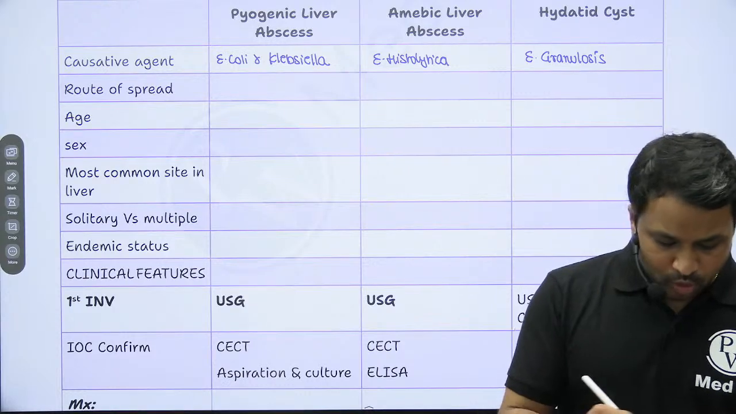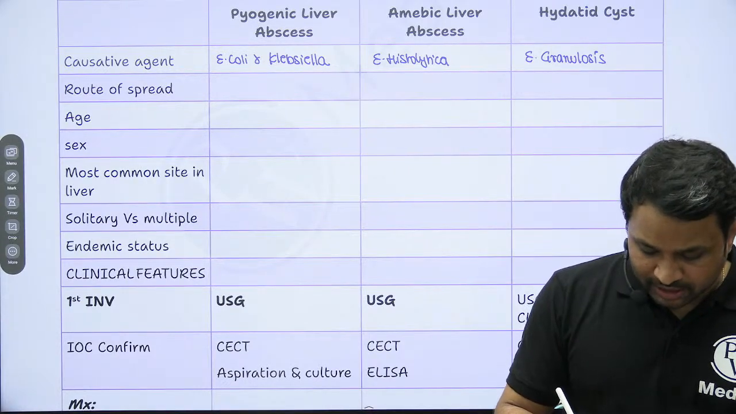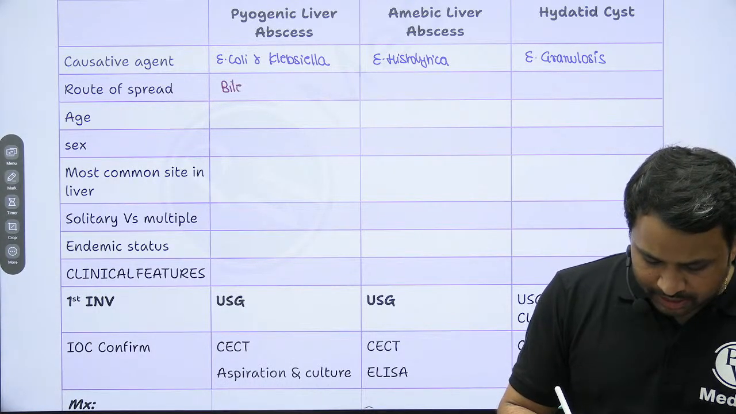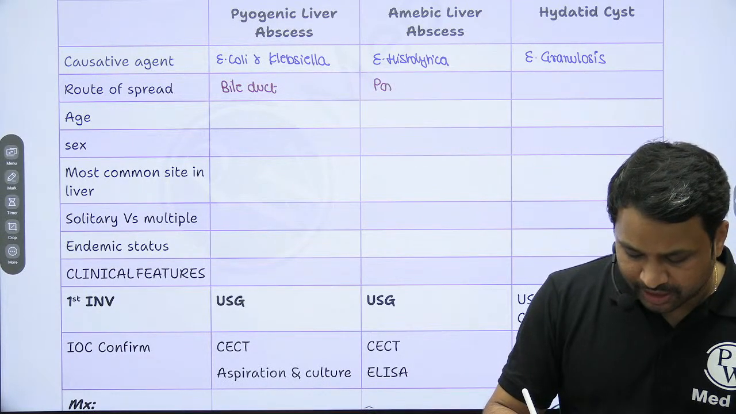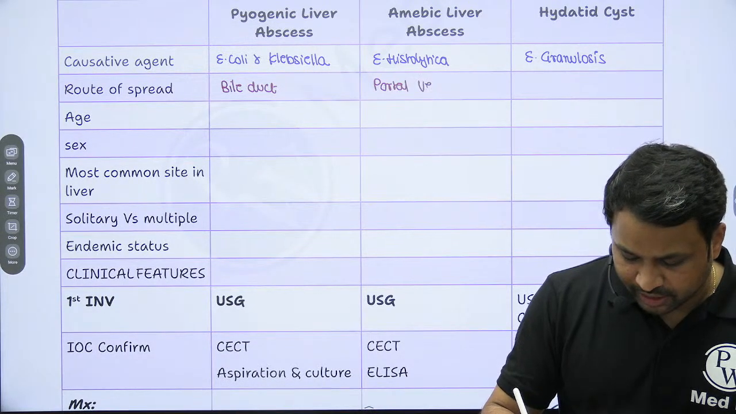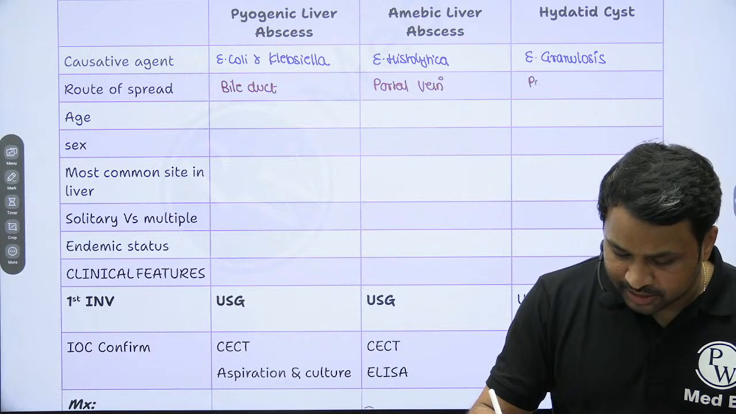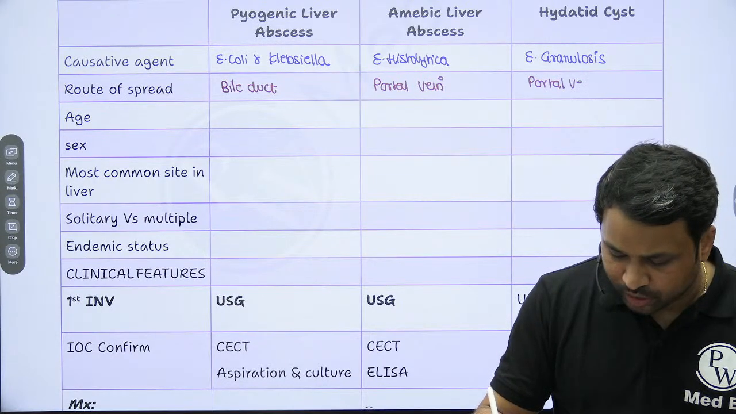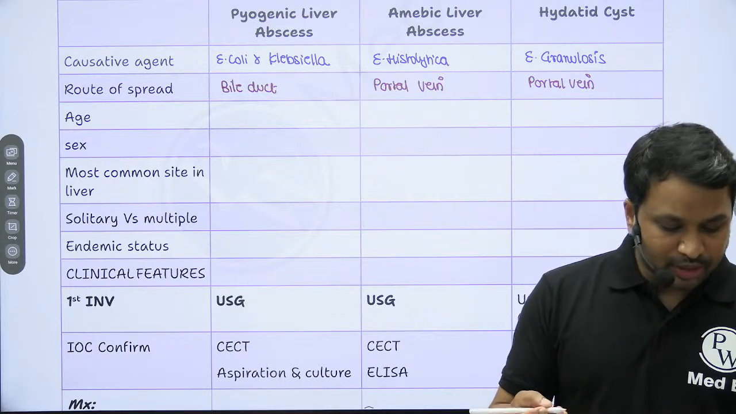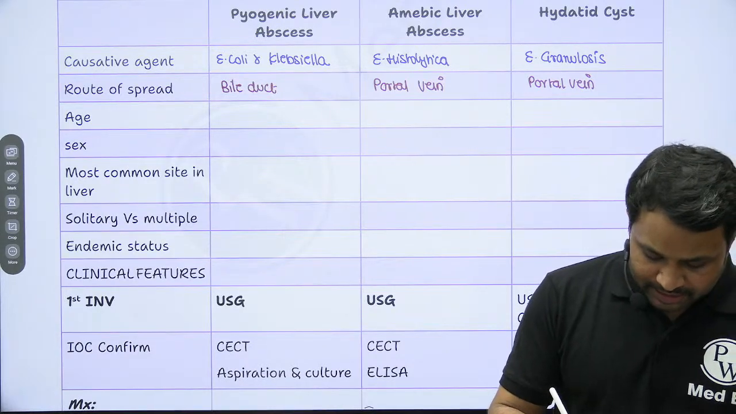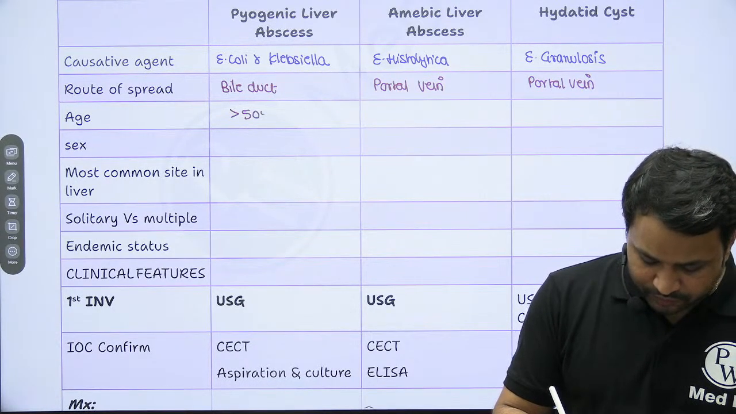So what is the mode of spread? Pyogenic liver abscess usually spreads via the bile duct. Amoebic liver abscess spreads via the portal vein into the liver. Hydatid cyst will also travel via the portal vein or the portal circulation into the liver per se. Now, when you talk about pyogenic liver abscess, the usual age of presentation will be seen in age above 50 years.